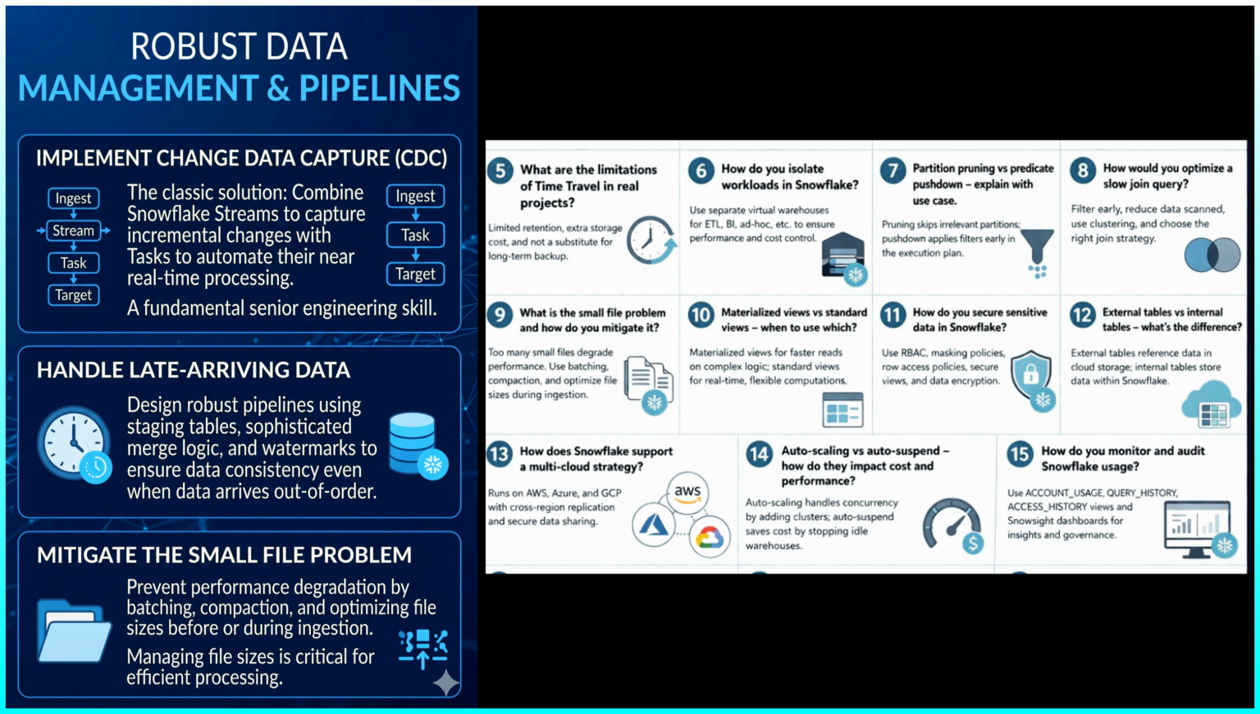And you must know how to handle real-world messy data. If asked, how do you handle late-arriving or out-of-order data, you need a robust strategy. Discuss staging tables, merge logic for overrides or updates, and watermarks to ensure data consistency. On the maintenance front, you will likely be asked, what is the small file problem and how do you mitigate it? The solution is batching, compaction, and optimization during ingestion. Too many small files will degrade performance, so managing small files is crucial for efficiency.